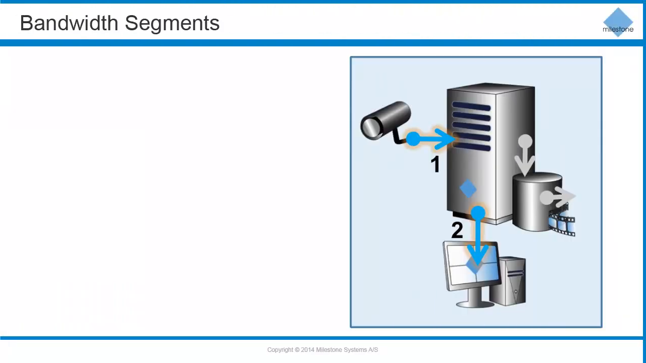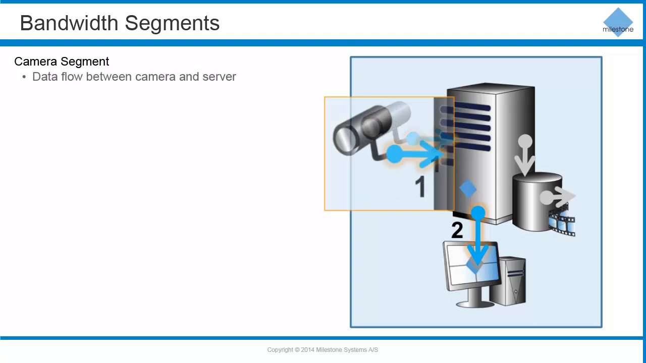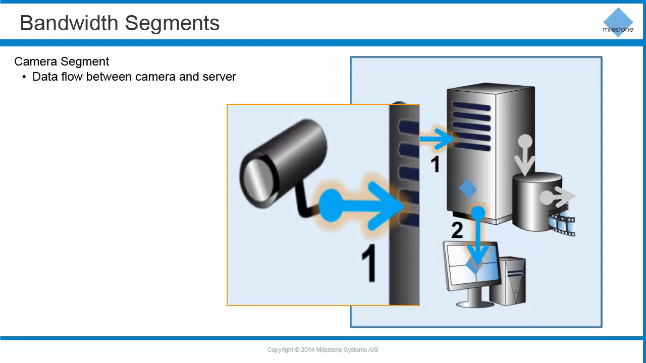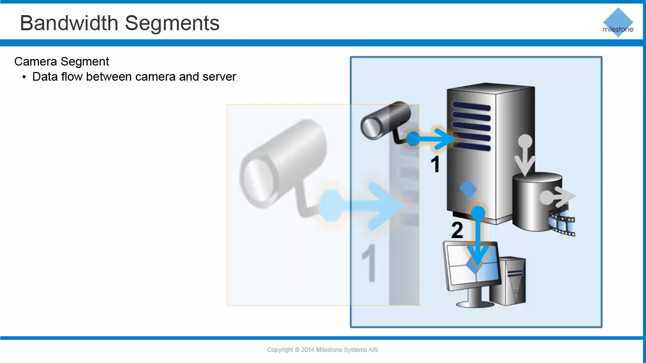Now that we have covered how to calculate your network bandwidth, let's quickly define the segments that need to be monitored. Let's start with the camera segment and the network segment. The camera segment represents the part of the network between the cameras and the server. Most of the bandwidth usage is in the form of video being streamed from the cameras to the server.